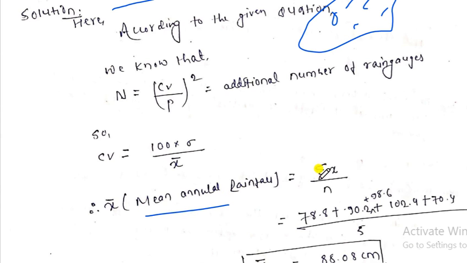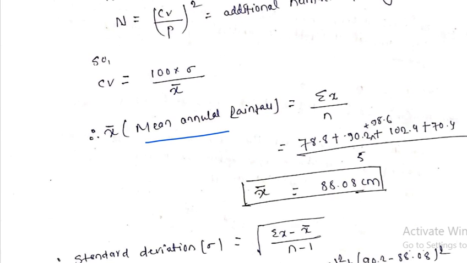Already we have been given 5 rainfall values, with the first being 78.8. We divide the sum by 5, and it gives your mean rainfall. So mean rainfall comes to 88.08 centimeters. Here the rainfall is always represented either in centimeters or in millimeters. I have already discussed what this means in the previous video, so if you have not gone through that one, please go. It really builds up your knowledge. So we have already calculated x bar.